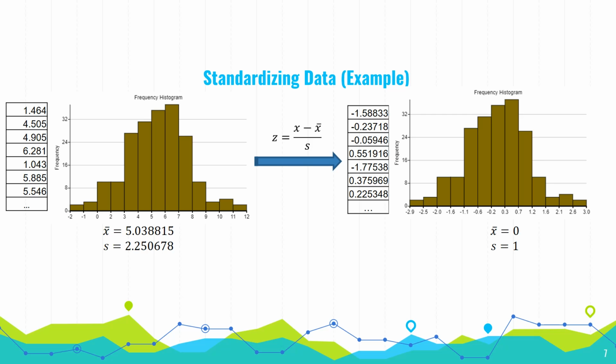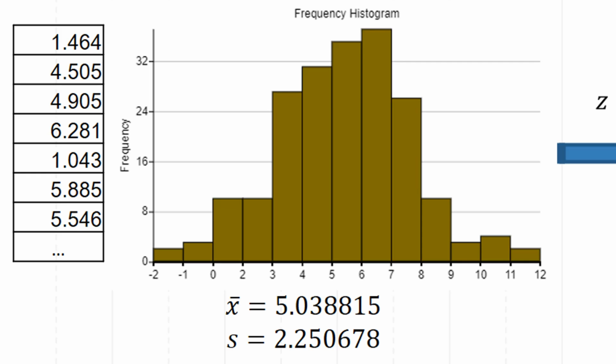First, we're looking at a histogram. Imagine we have something like, I don't know how many, 50 values that are drawn from a population. I have listed only the first 7 of them, but you can see the values range from -2 up to 12. The mean of this data set is around 5.038, etc. The sample standard deviation is 2.25, etc. Okay, so this is our data.